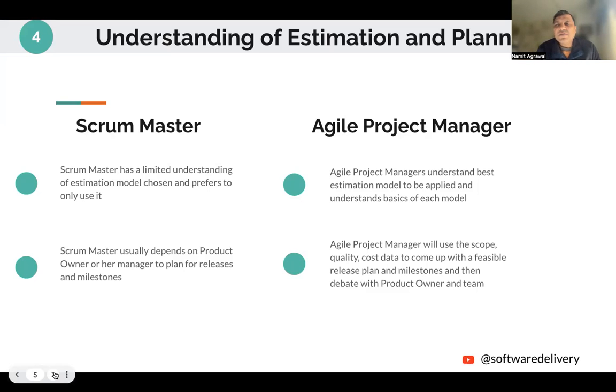An Agile project manager will use the scope, quality, and cost data to come up with a feasible release plan and milestones, and then debate with the product owners and the team in terms of how it can be further iterated and improved upon.